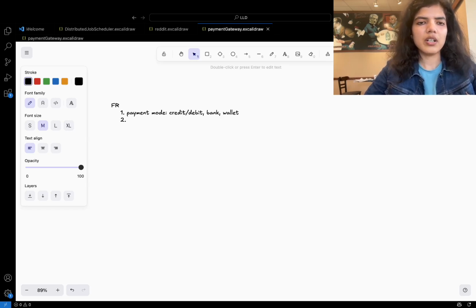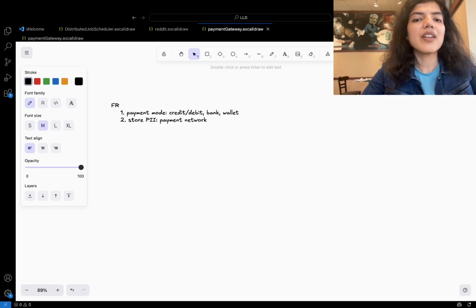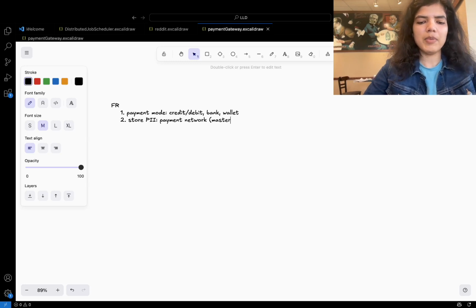The second question that we should think about is how do we want to store the PII, the personal information of the customer? Do we want to store it in our system or not? Let's keep this out of scope, and for now we can say that okay, all the PII will be stored in the payment networks. So it would basically be the Mastercard or Visa, whichever we are going to prefer. They will be storing all the information of the customer.